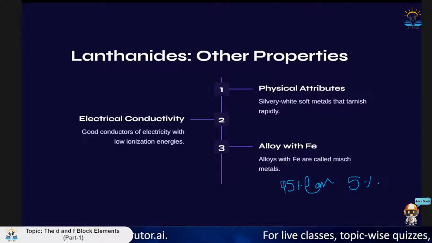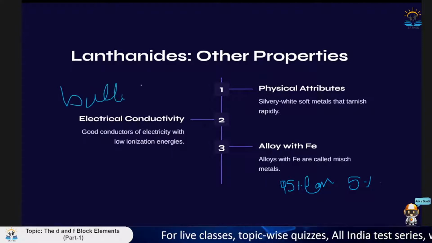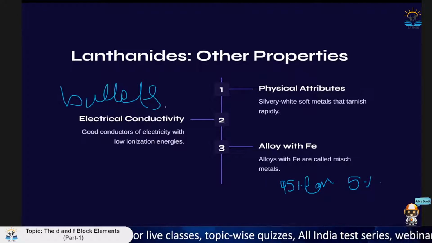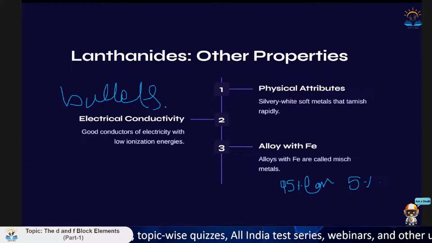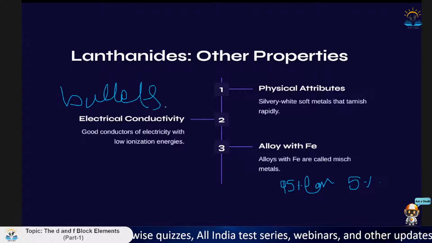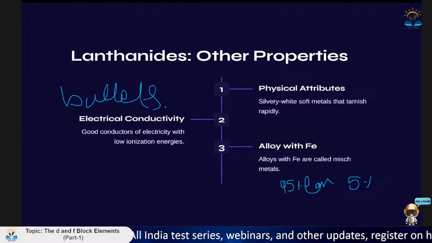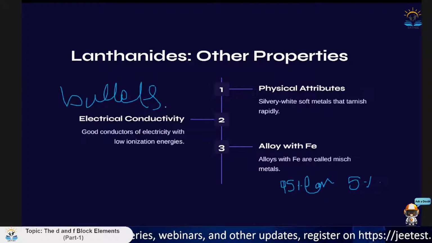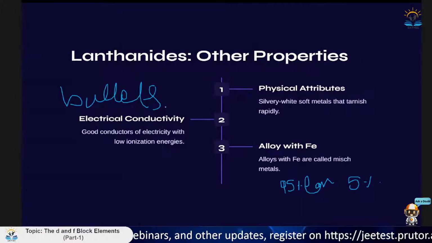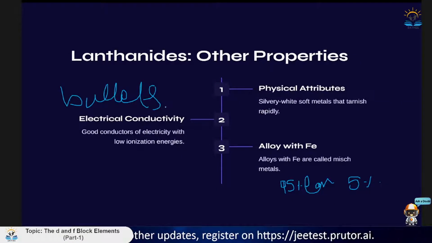And where are misch metals used? The best example where misch metal is used is in bullets. The most common place where you will find the use of misch metals is in gun bullets. So remember this small thing about misch metal, and also the physical attributes: they are silvery white soft metals that tarnish rapidly. Our f block elements are basically those.